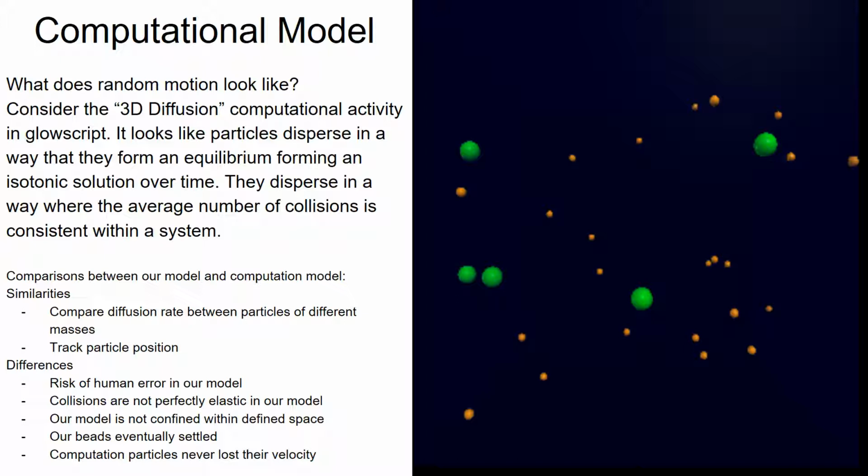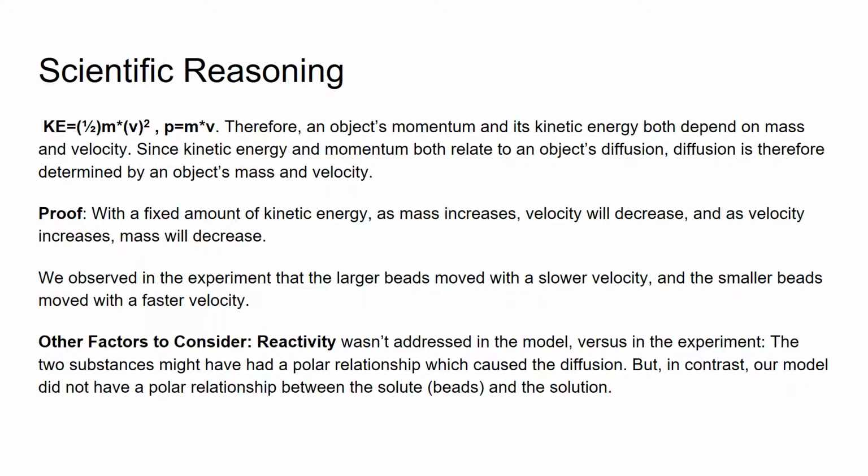imperfect elastic collisions. Our model, of course, was not confined within a defined space, and our beads eventually settled, whereas the computational model never lost its velocity. So in our experiment, with a fixed amount of kinetic energy, we noticed as mass increases, the velocity will decrease and vice versa. And yes, we noticed that the larger beads moved with a slower velocity and the smaller beads moved with a faster velocity. And that is representative of the kinetic energy equation and the momentum equation, which proves them.